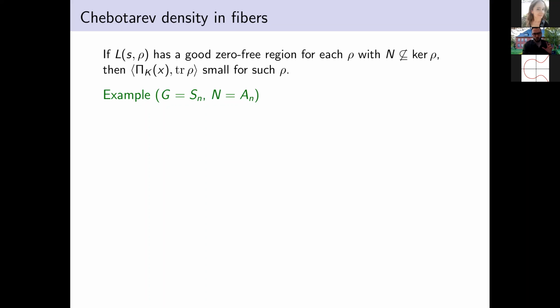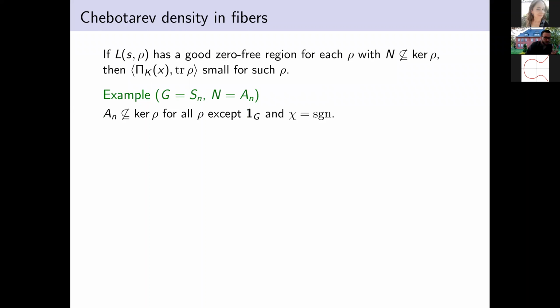And what this looks like in this case, well, this An is not contained in the kernel of any irreducible representation of this group, except for the trivial representation and the sign representation. So in other words, these are the only two actually unfaithful representations of Sn, are just these two.